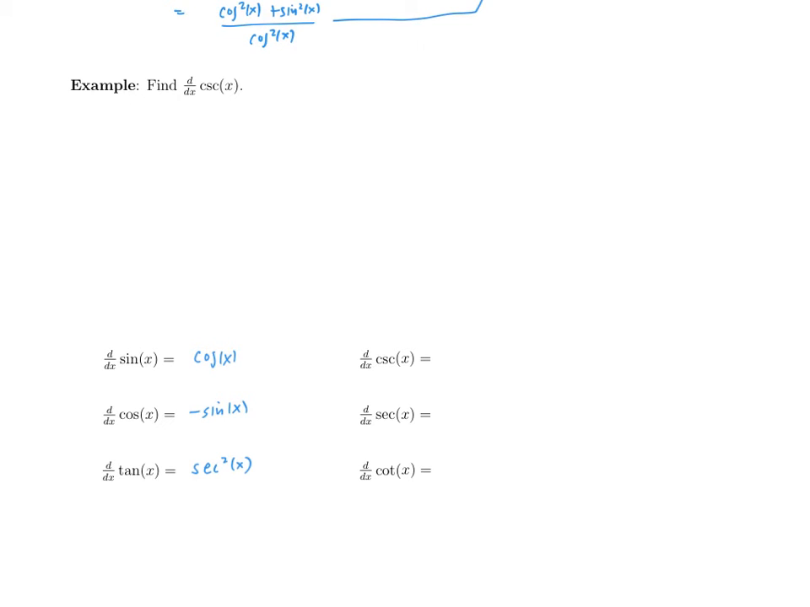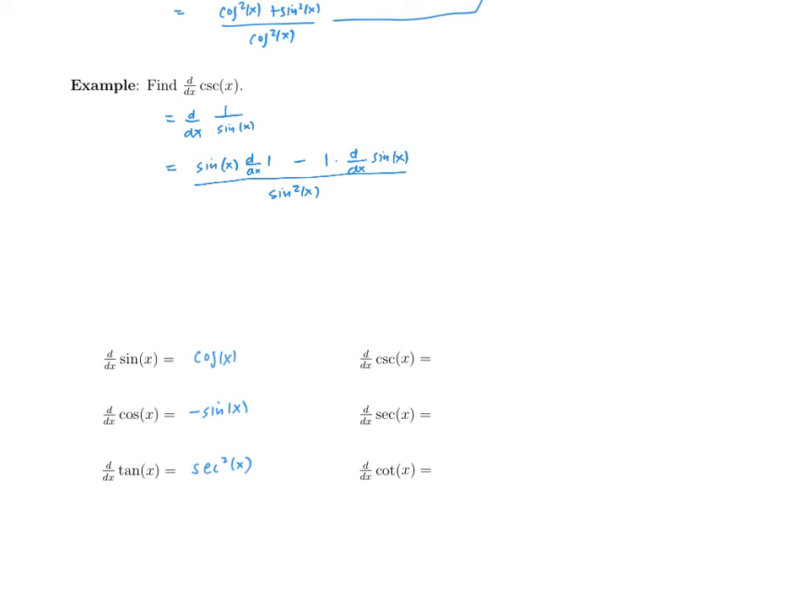So hopefully you paused the video and you took a few minutes to work through this derivative. If we want to utilize the quotient rule, we need to rewrite cosecant as 1 over sine. Then applying the quotient rule, we think in words, low d high minus high d low, all divided by low squared.